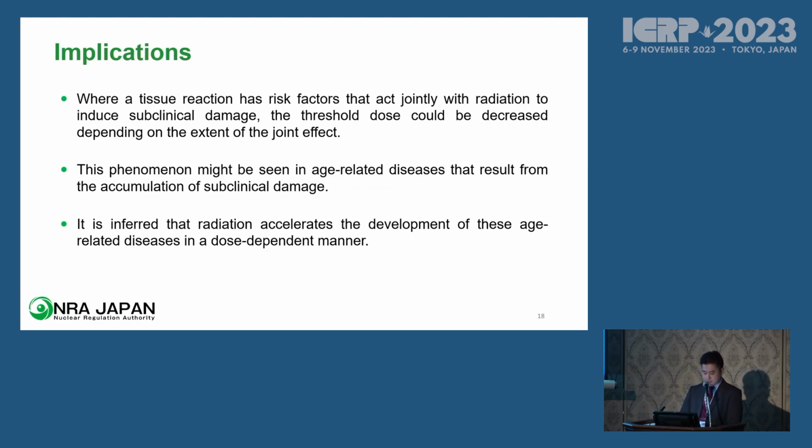As a conclusion of my presentation, I'd like to summarize what are implied from this study. When a tissue reaction has risk factors that act jointly with radiation to induce subclinical damage, the threshold dose could be decreased depending on the extent of the joint effect. This phenomenon might be seen in age-related diseases that result from accumulation of subclinical damage. And finally, it is inferred that radiation accelerates the development of these age-related diseases in a dose-dependent manner.